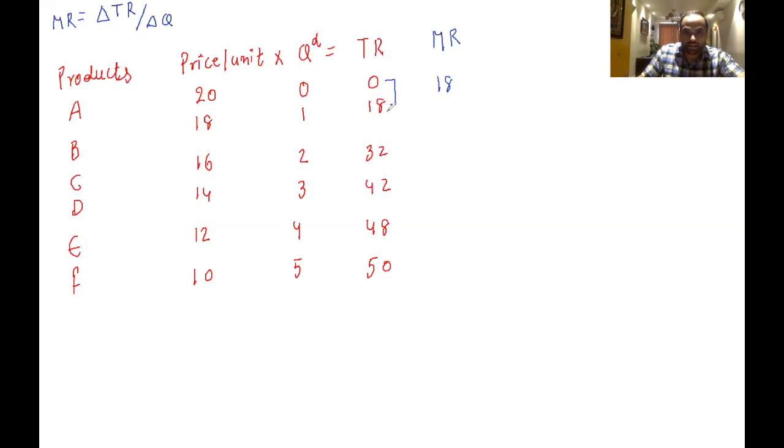Next is this, which is 14, and 10, and 2. This is your marginal revenue, right?